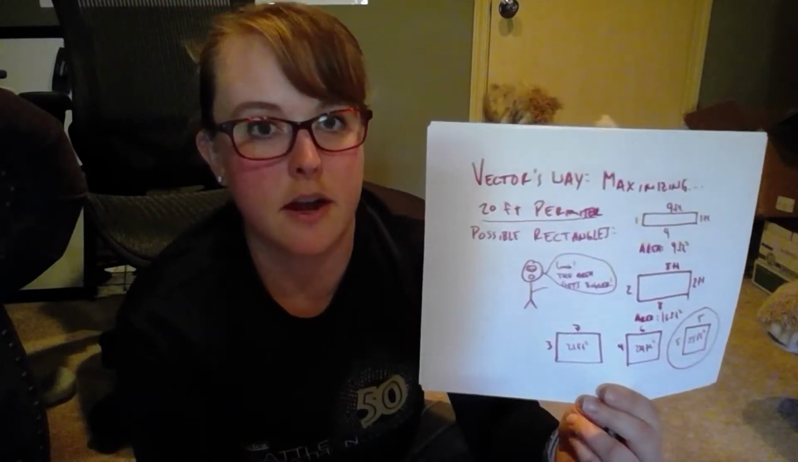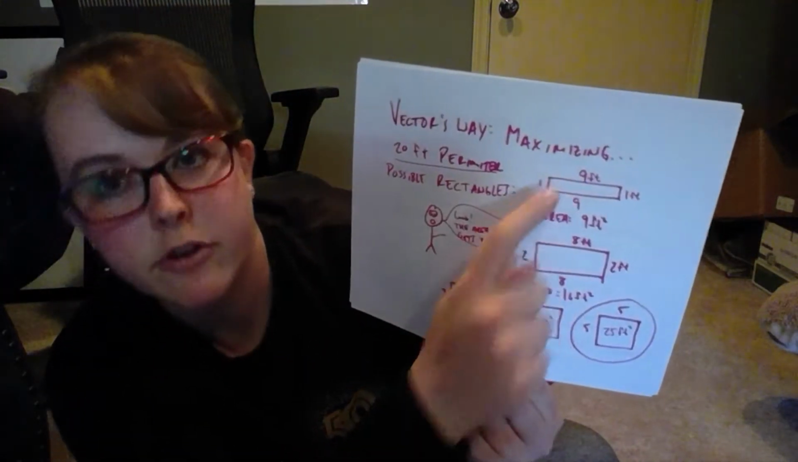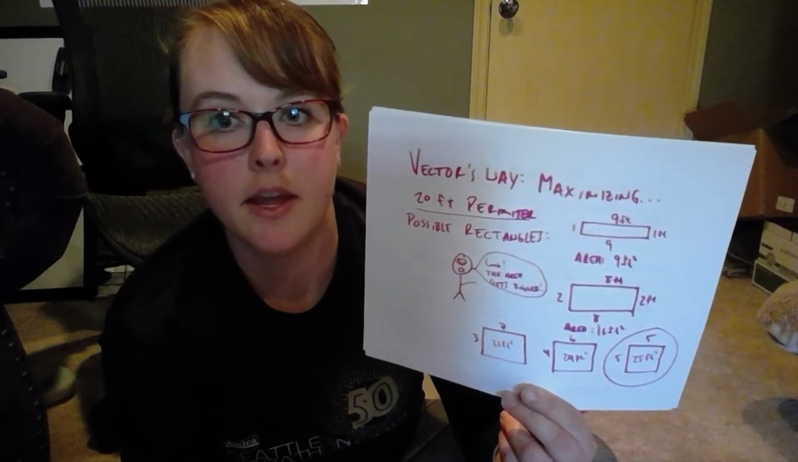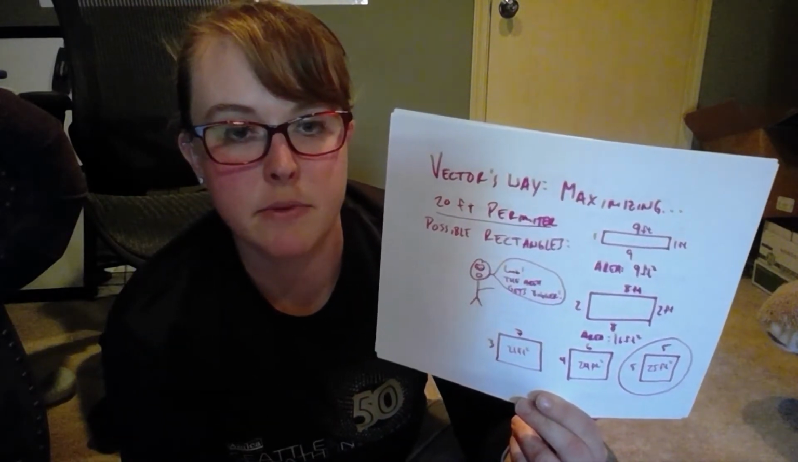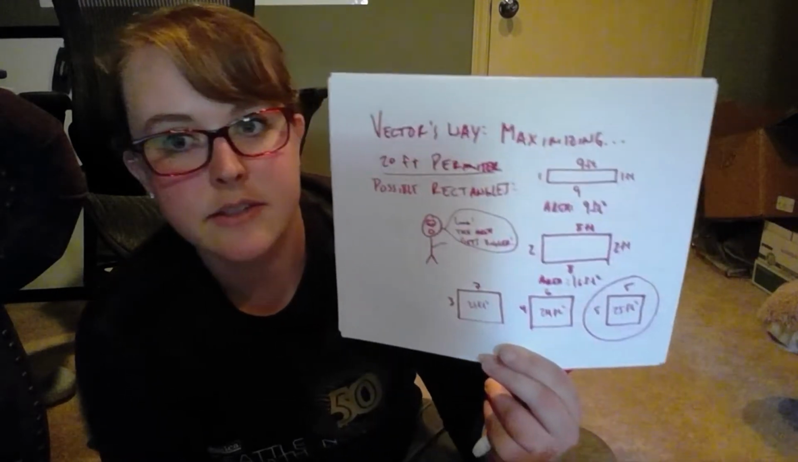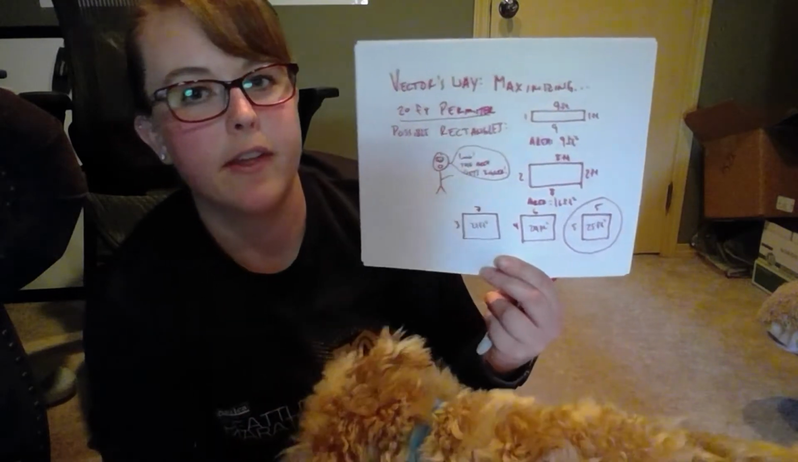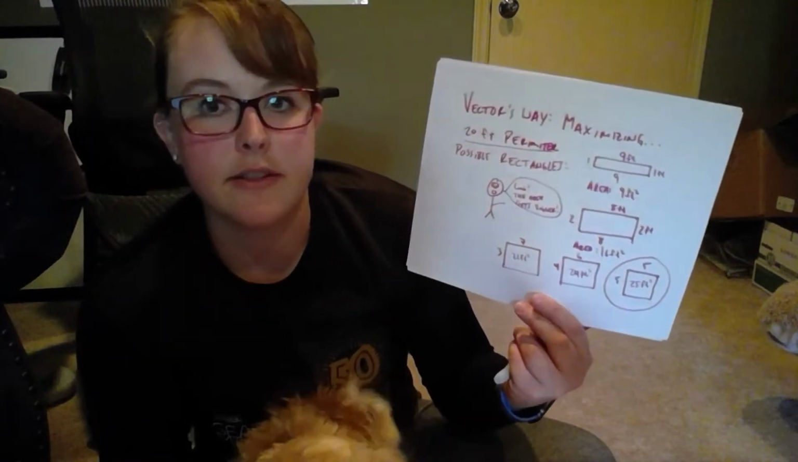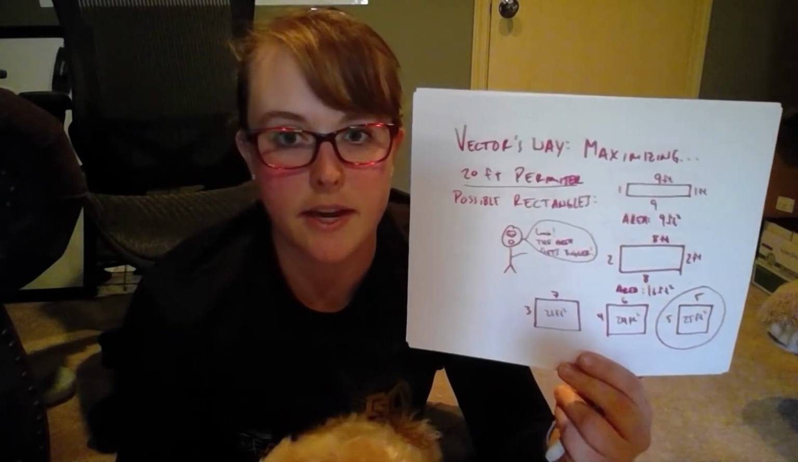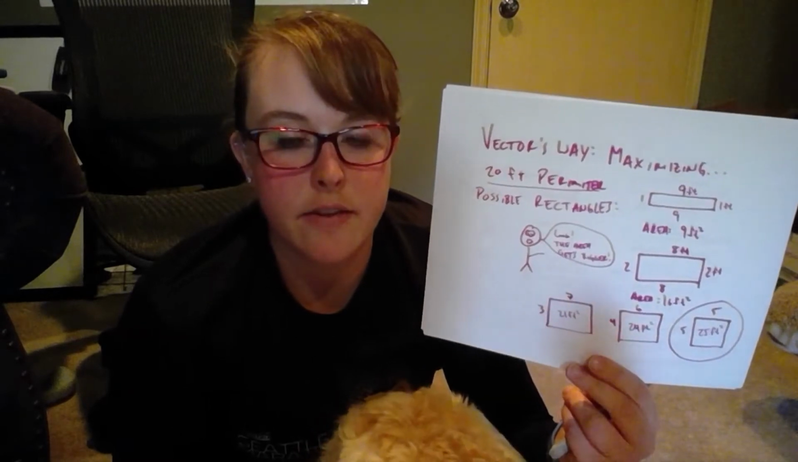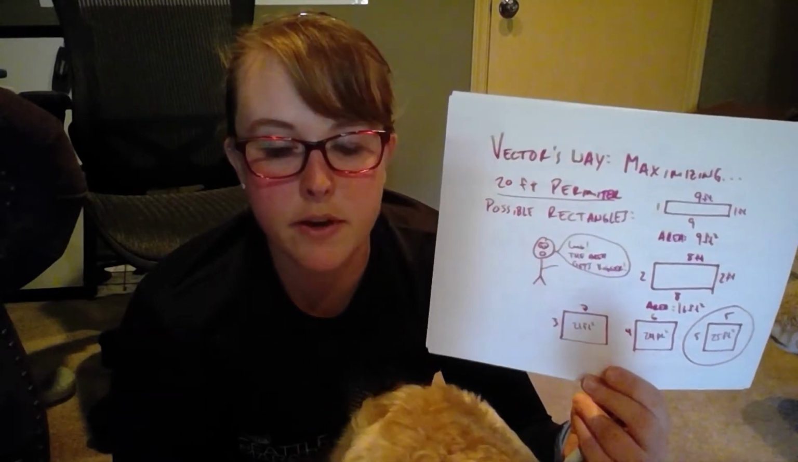First he starts off with a 9 foot by 1 foot rectangle, and he gets an area of 9 square feet. He's like, well, that's great, but let's try an 8 by 2. And it turns out you get 16 square feet. Great, that's bigger. Let's keep going. He notices that as the length and the width get closer together, the area increases. So 7 and 3 gives you 21 square feet.